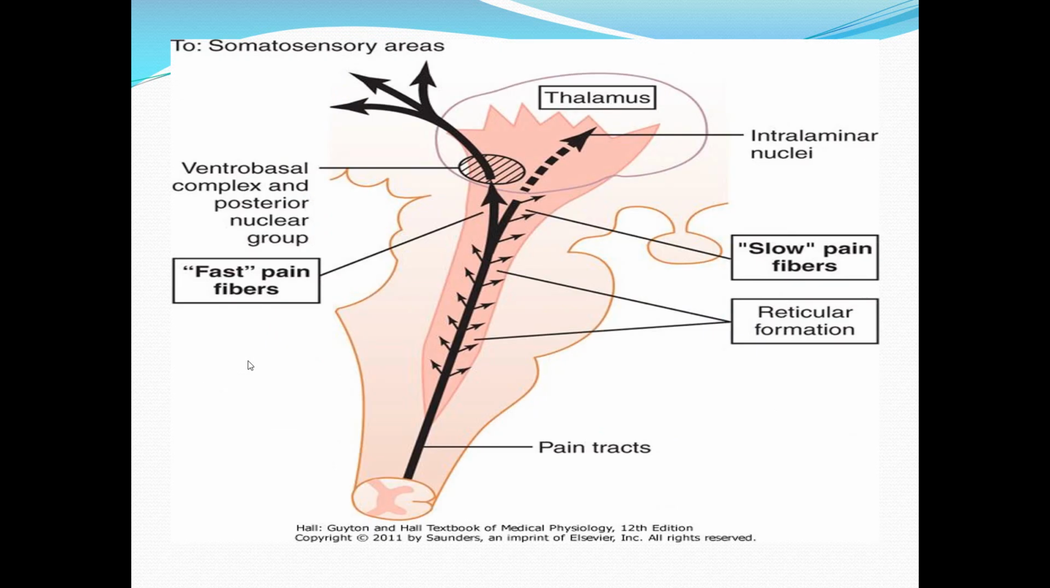Now look at this. We have the slow pain fibers, we have the sharp pain fibers. You can see that the pain tracts on the way to the thalamus have continuous intermingling with the reticular formation. So at the same time they are going to the CNS via reticular formation interaction, as well as in the form of the anterolateral pathway.